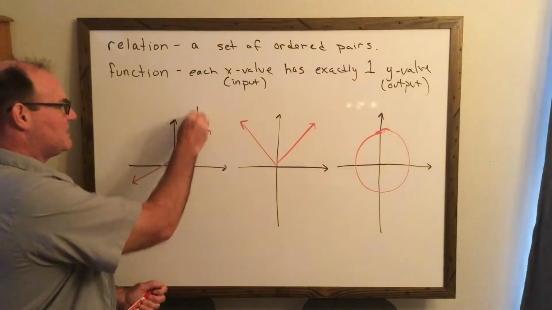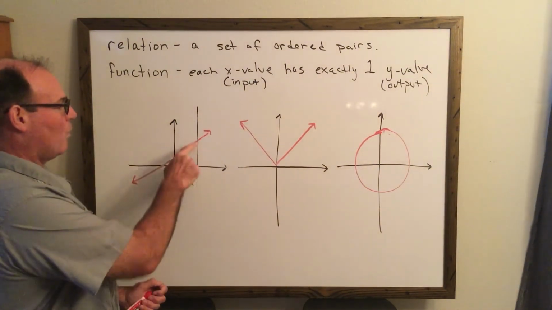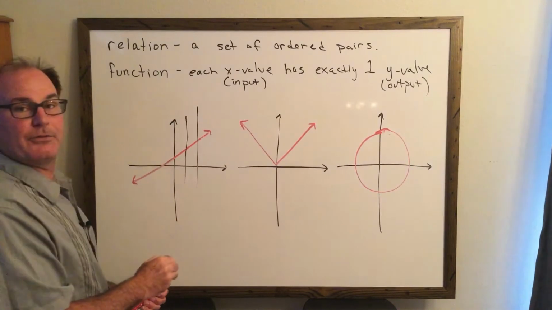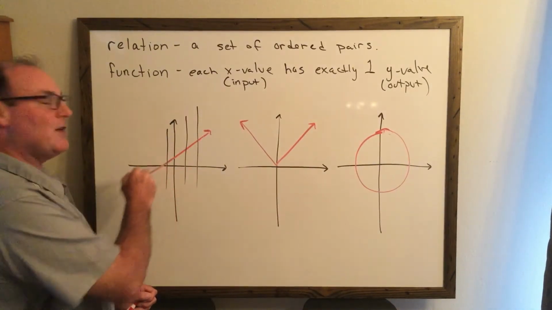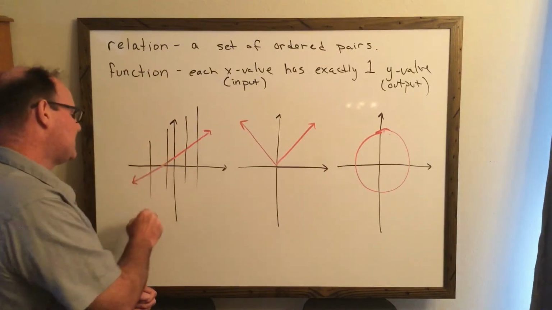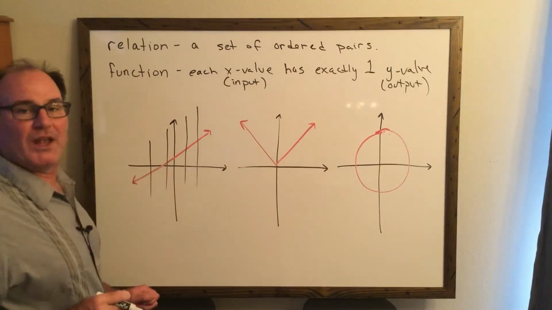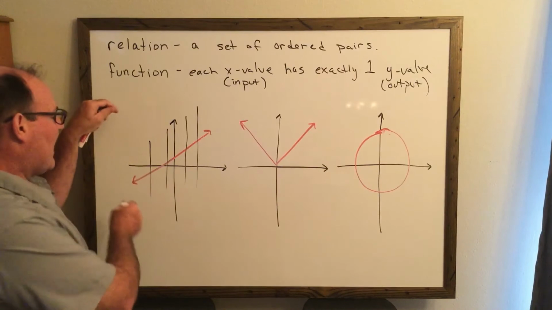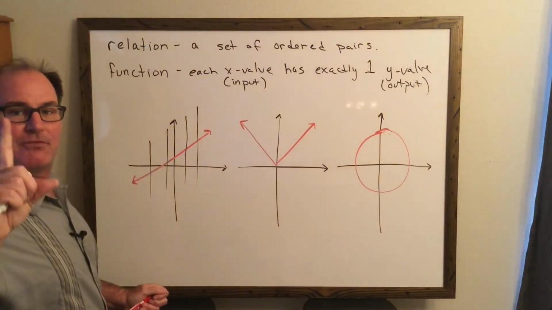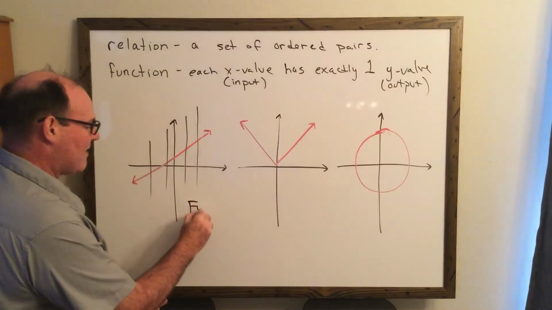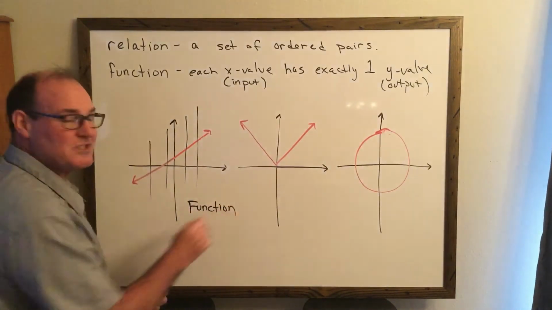How many times does this vertical line go through the graph? Once. How many times does this vertical line go through the graph? Once. How many times does this vertical line go through the graph? Once. And one more time for fun, how many times does this vertical line go through the graph? Once. So as you take your ruler and make it vertical and pass it along the graph, if it hits the graph everywhere one time, then you have what's called a function, just like this first example.